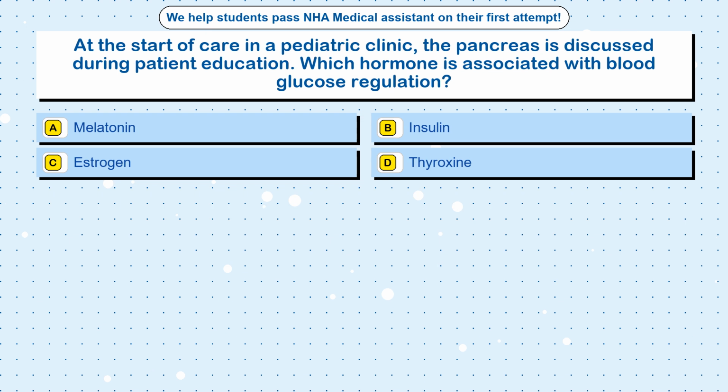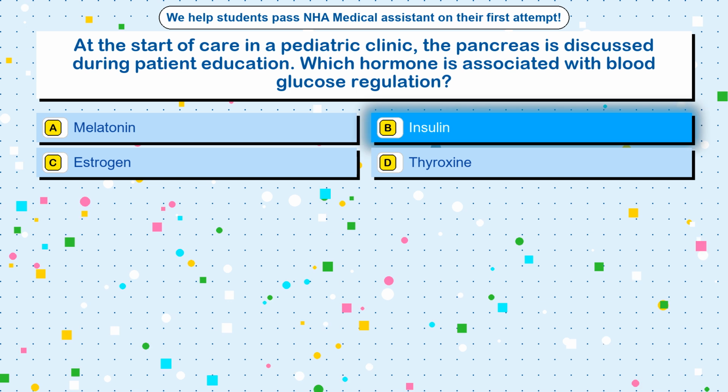Question 74. At the start of care in a pediatric clinic, the pancreas is discussed during patient education. Which hormone is associated with blood glucose regulation? Option A, melatonin. Option B, insulin. Option C, estrogen. Option D, thyroxine. The correct answer is option B, insulin.